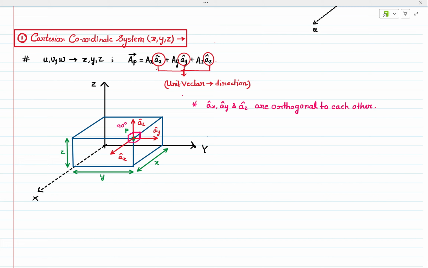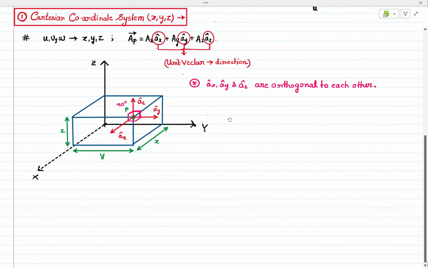This is a very important point. When I discuss the right hand curl rule later on, this point will come again and again, so remember what I have written over here. Now let us look at this x, y, and z very carefully. What are this x, y, and z actually? Let us discuss it elaborately.